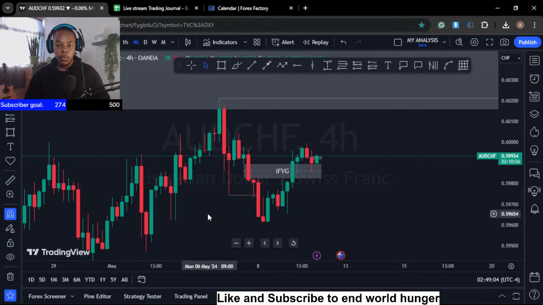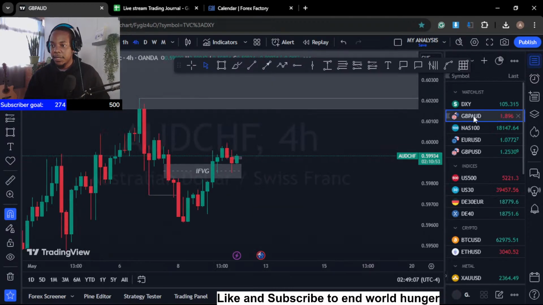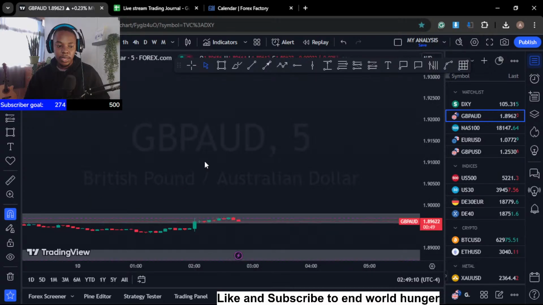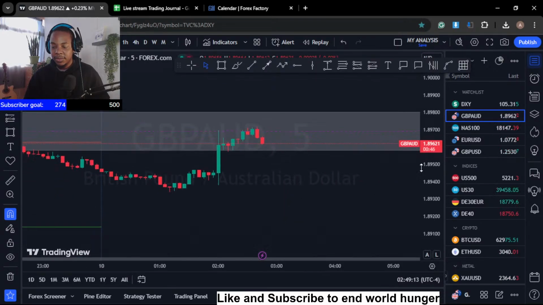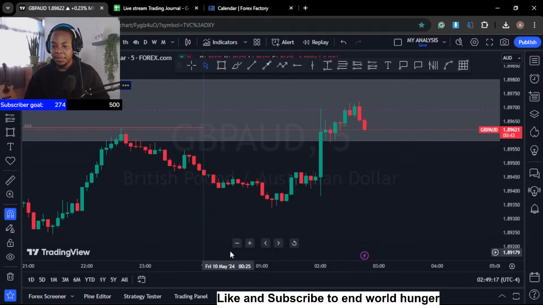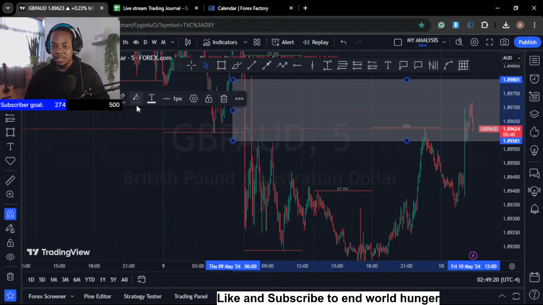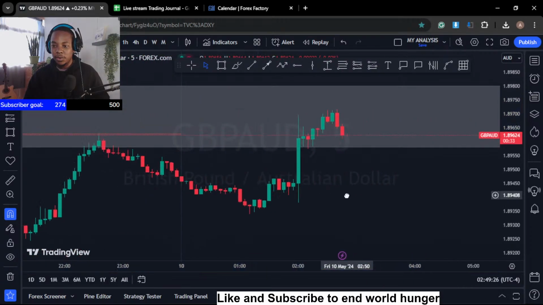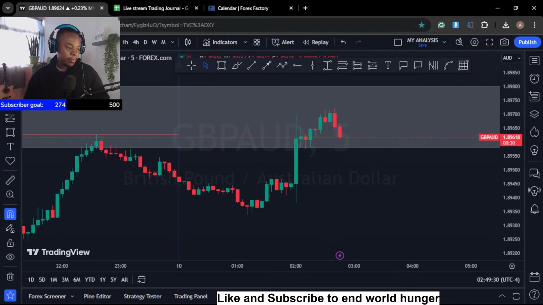So yeah, GBPJPY. Let's see. Like I said, we already tapped the consequent encroachment of that CB. So I'm just going to put this chart on the side so we don't miss an entry, and then put chat here.